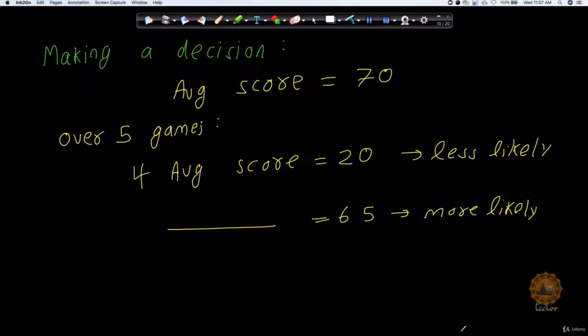Similarly, if I scored, let's say, not 20 but 65 as my average runs, now what would you say? Now you might say that yeah, maybe he's telling the truth, he's around the number he is claiming, so I can somehow relate to this number. So this is how you generally make your decisions as a normal human, right? Now we will see how to formulate it in terms of hypothesis.